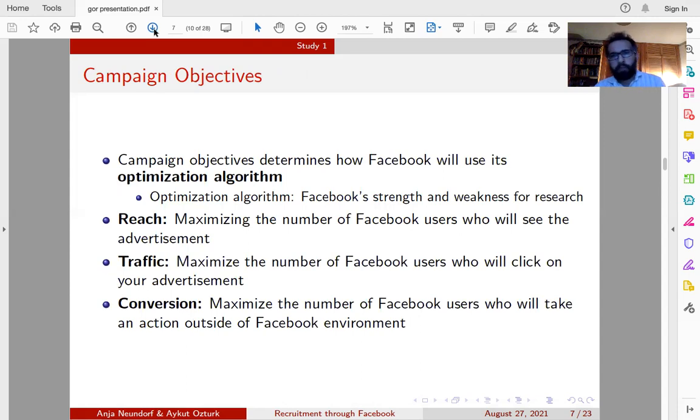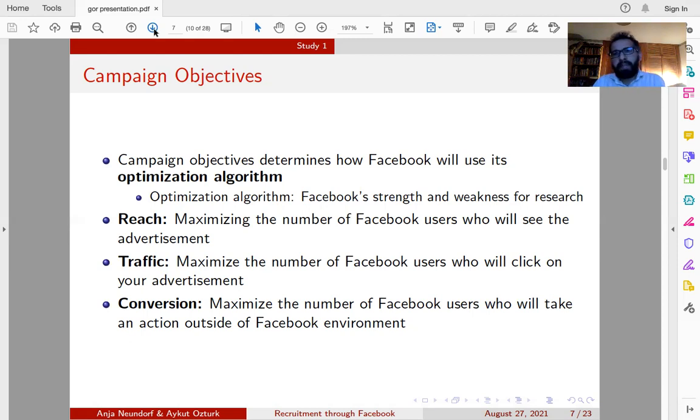Campaign objectives determine how Facebook will use its optimization algorithm. And remember, the optimization algorithm is key to Facebook's strength and weakness for research. It is key to Facebook's strength because the optimization algorithm, that is Facebook's way of discovering who will like that advertisement and trying to optimize towards that particular group, is why Facebook advertisements are cheap, but also its weakness, because this is why Facebook comes up with very homogeneous samples.